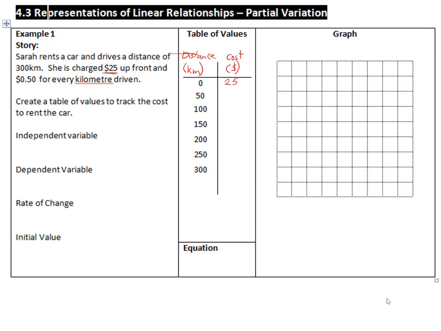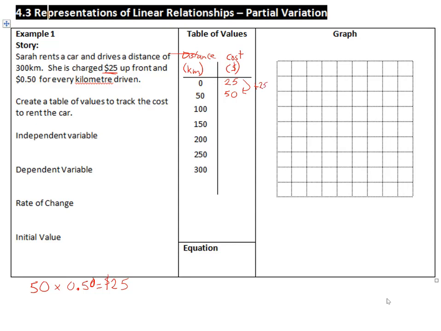If she drives 50 kilometers, I'm just going to write this down below because that's where I have some free space. 50 kilometers times 0.5 because it's 50 cents per kilometer. What's 0.5 times 50? That should just be 25. So for every 50 kilometers, it'll cost her an additional $25. So when we drive 50 kilometers, 25 plus 25 gives us 50, because you start at 25, then you add 25 to it. So to go from here to here, you get to add 25.